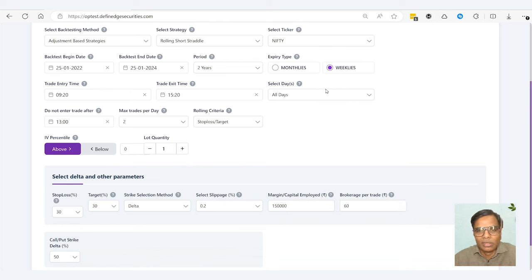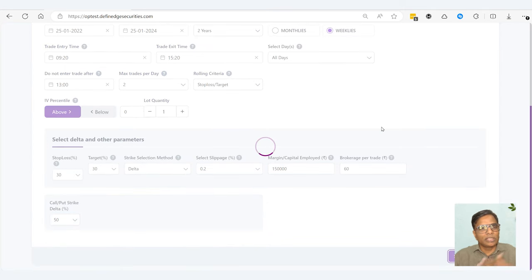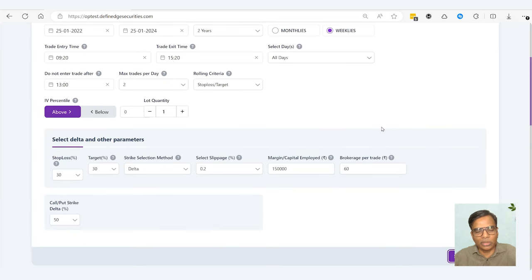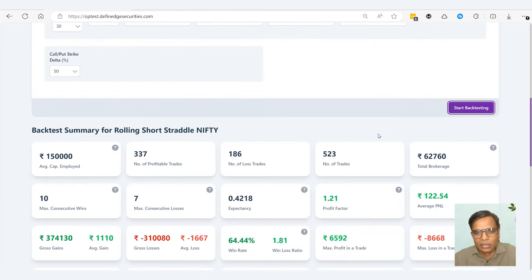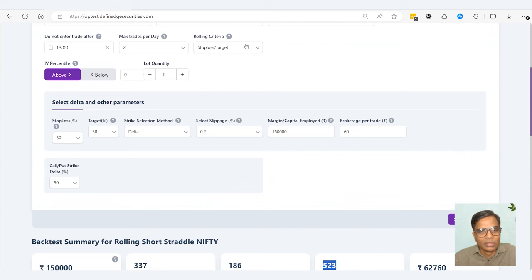For the short straddle, we are doing this in monthly for 2 years. So let's wait for some time. It takes some time because we have to do it on an intraday basis. So almost around 500, I would say, will be the trades. Now remember that rollover doesn't happen each and every day. Sometimes it happens, sometimes it doesn't, depending on the market conditions, right? So we got around 523 trades, okay? So this is the criteria, right?